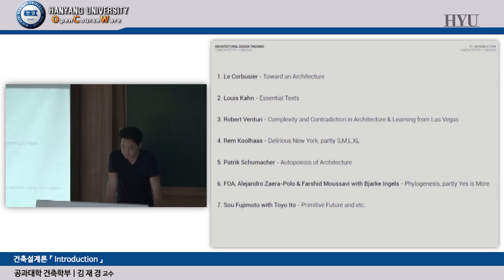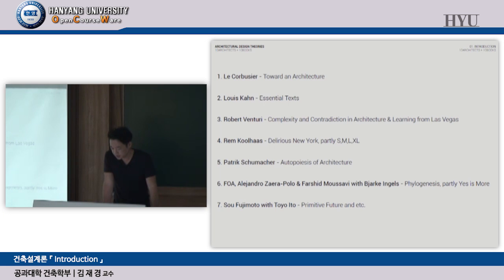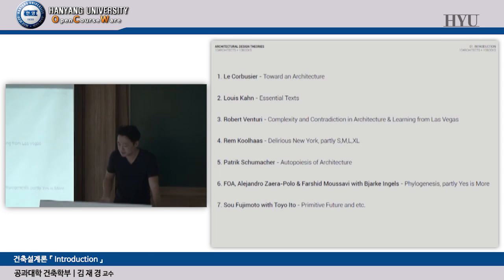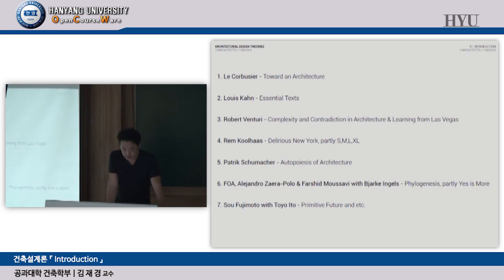Venturi has super notable books, Complexity and Contradiction in Architecture and Learning from Las Vegas. Learning from Las Vegas is co-authored with his wife, Denise Scott Brown. But anyway, she did a very important role in writing that book.